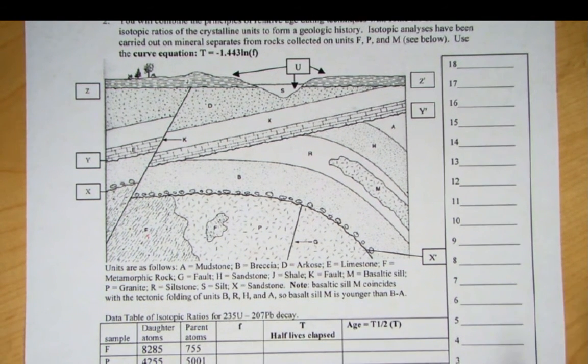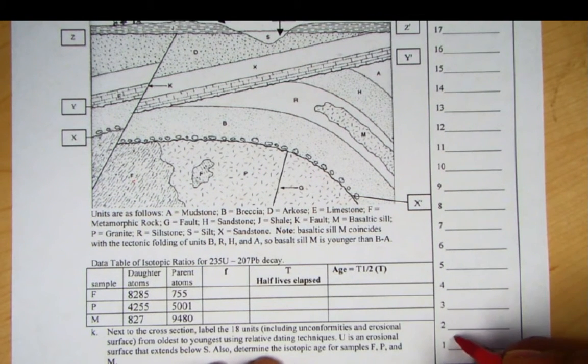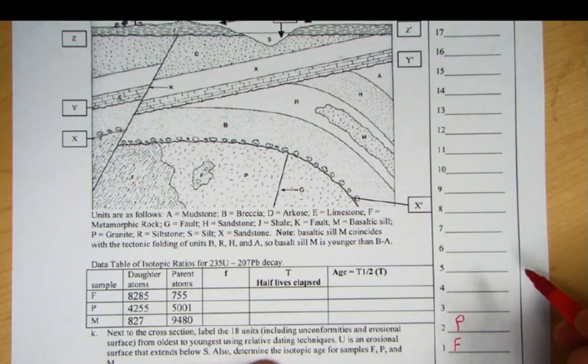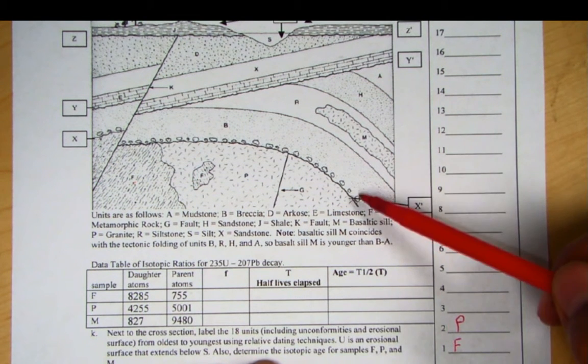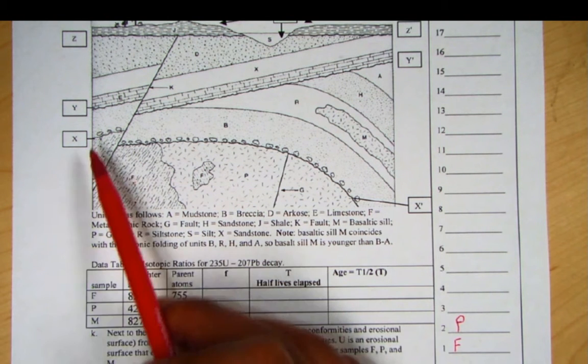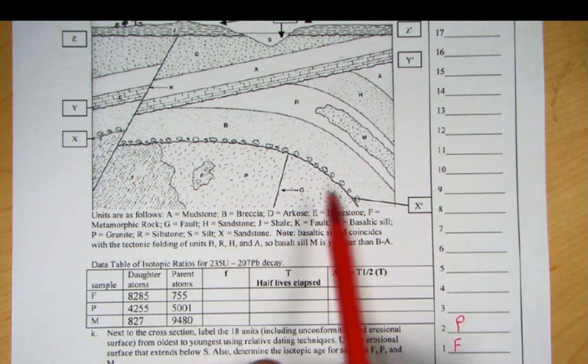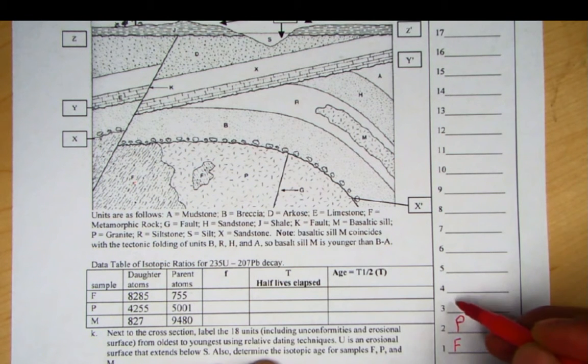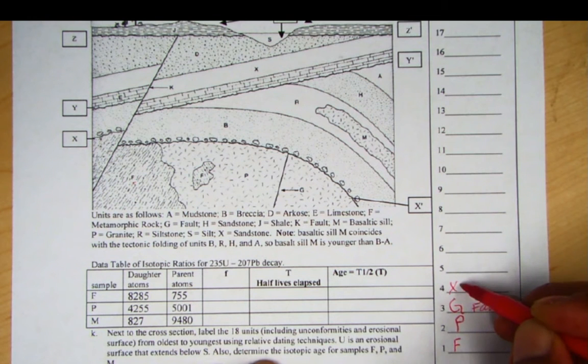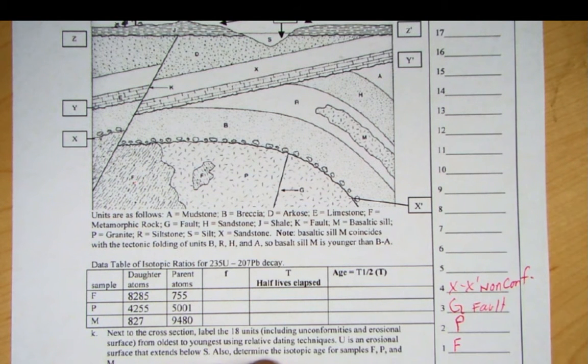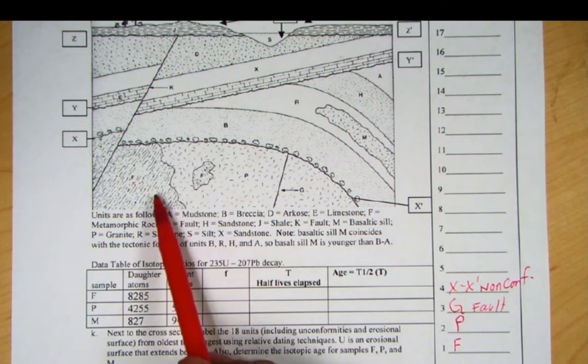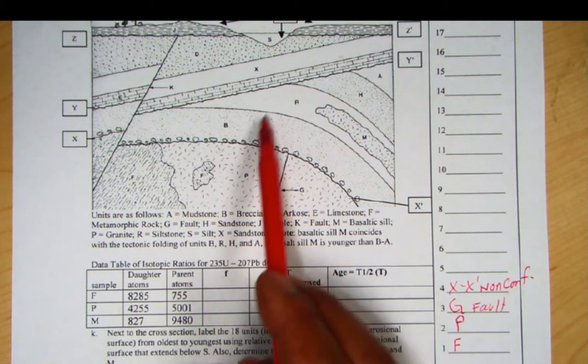So the oldest thing we're going to put at the bottom down here is our letter F, which is our metamorphic rock. Then there's the intrusive P. And then note that the unconformity, in fact, it's called unconformity X to X prime here. Note that it cross-cuts that fault, G. So G would be the fault here. And then we're going to have that X to X prime, and it's going to be a non-conformity. I'll put non-conformity, right? Because it's crystalline and metamorphic basement here underneath sediments up over here.